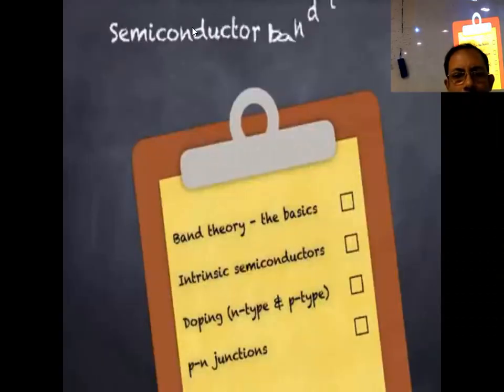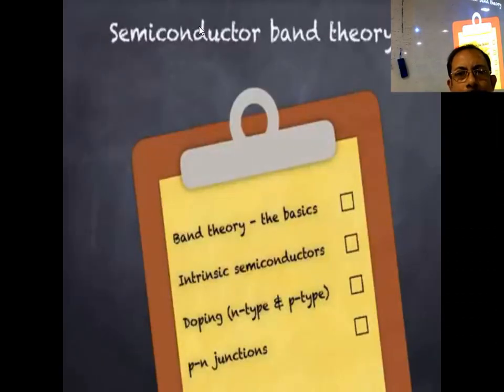Hi there. This is the first in a series of 3 videos on semiconductors. In this first video, I'll give a simple explanation of semiconductor band theory. We look at intrinsic semiconductors, then move on to doping in order to form n-type and p-type semiconducting materials.